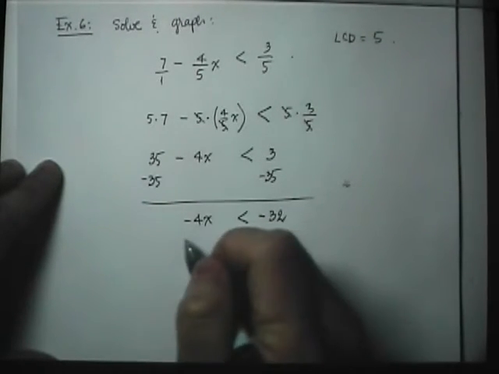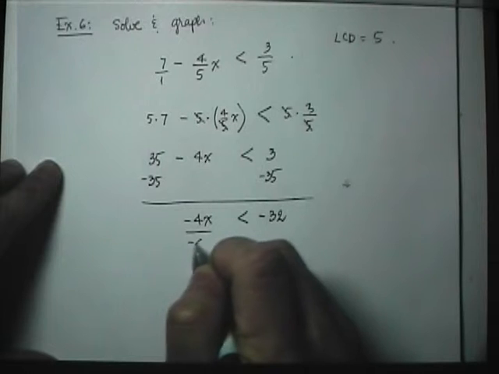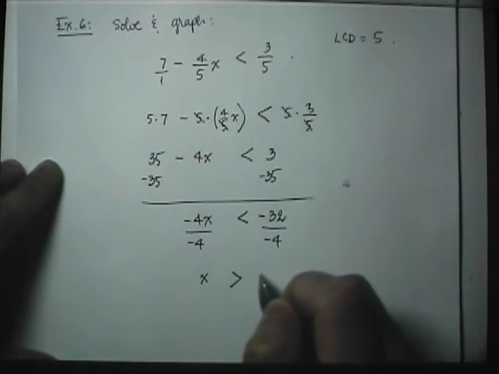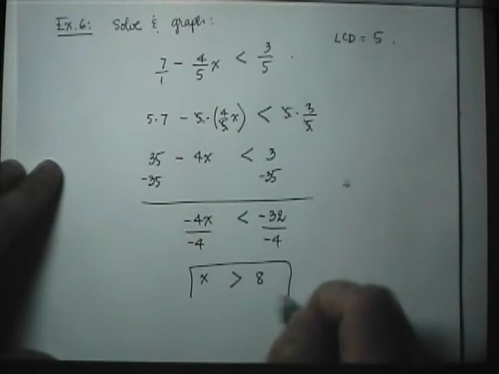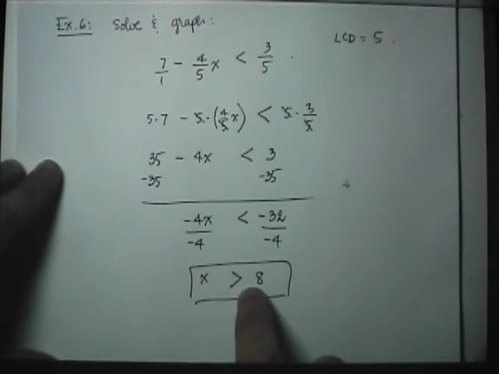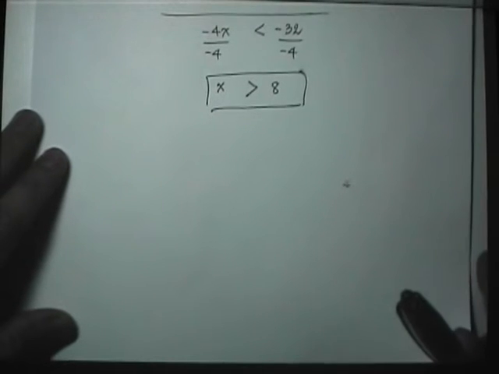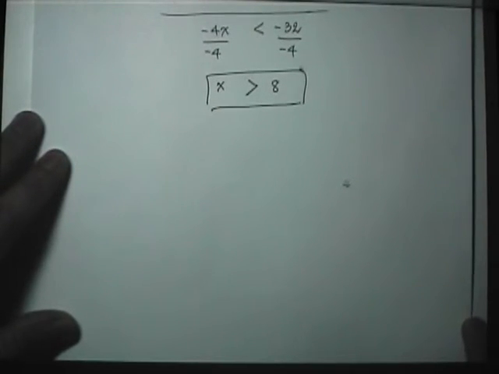And so the last step to solve for x is dividing both sides by negative 4, and that gives me x greater than positive 8. And once again, what just happened here? My inequality reversed in direction just because I divided both sides by a negative number. So x greater than 8 is my logical solution to the inequality.